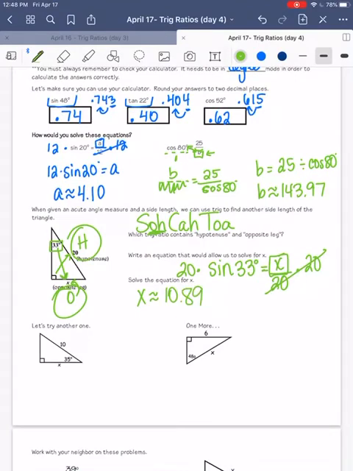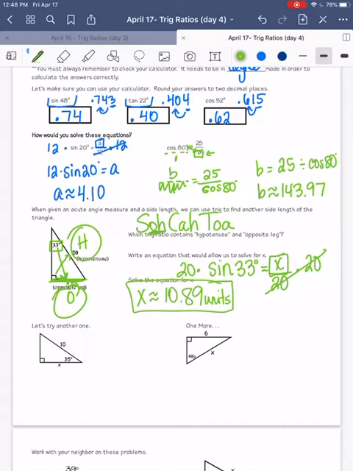And so what we did was we just figured out how long this side length was. If the hypotenuse is 20 and your angle is 33 degrees, then that side has to be 10.89 units, whatever the units are. Okay? All right, let's do a few more.